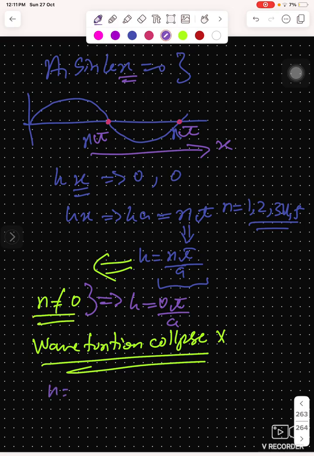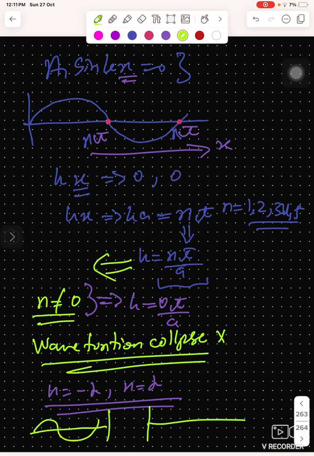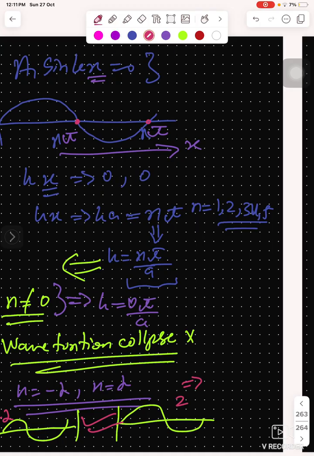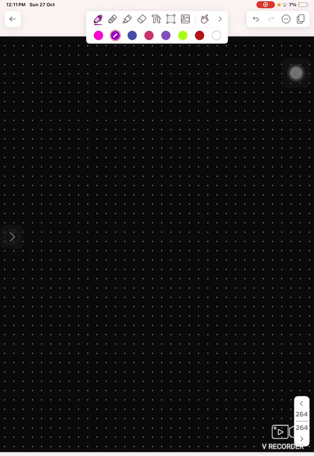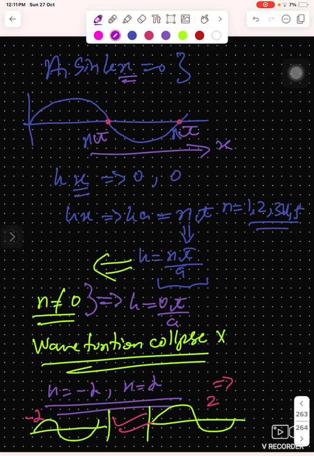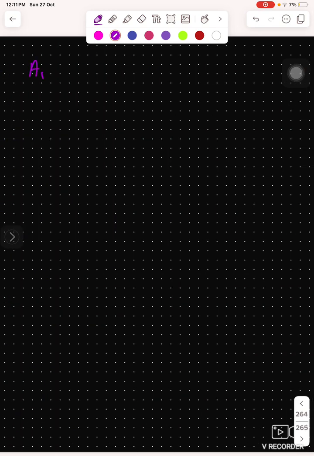One more scenario: n is negative 2 and n is 2. In both scenarios, both are right, even though they're on the opposite side. This is 2 and this is negative 2. Even though they are on opposite sides, they will equal each other, so there's no problem in saying that they're the same. I'll tell you why later on. Before that, let me complete this equation, the solution. We just found the solution for this equals 0.